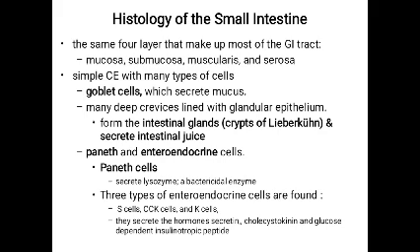Three types of enteroendocrine cells are found. These are S cells, CCK cells, and K cells. They secrete the hormones secretin, cholecystokinin, and glucose-dependent insulinotropic peptide.